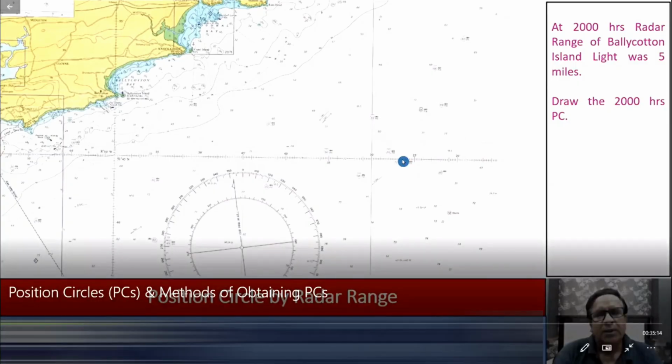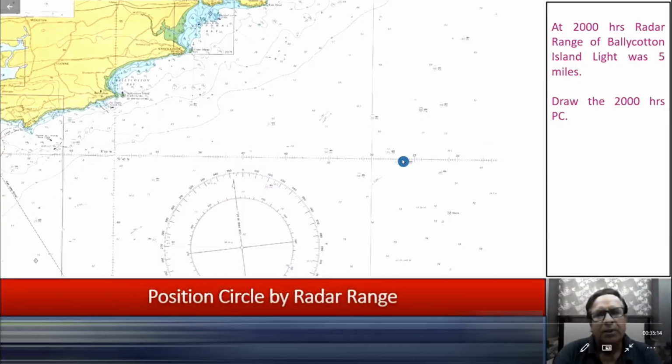Okay, so we are starting with the most basic position circle, beta. This is too basic. You have done it in second mates as well as in pre-C, but just covering up all the aspects so that nothing is left.